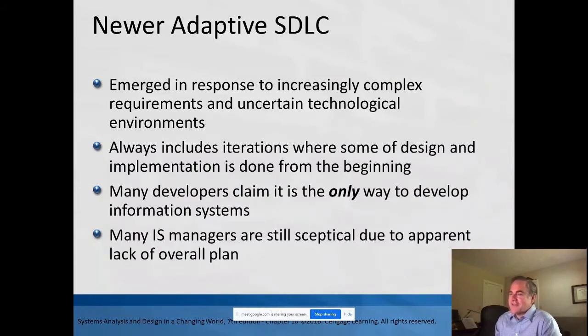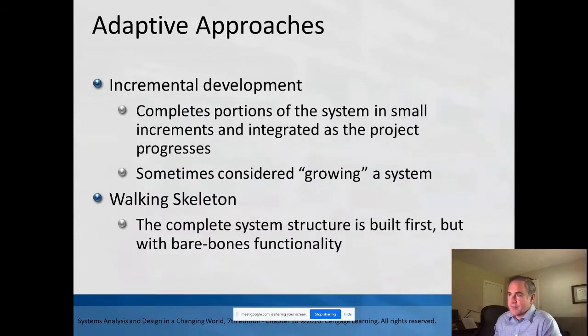And it says at the very end, many IS managers are still skeptical due to apparent lack of overall plan. I think he actually makes a good point here, because managers like to control everything. They don't like adaptation because they believe it takes the control out of their hands. So it really is more of a power relationship thing than a manager considering what's actually best to get the project out. I think it's more the former than the latter. So yeah, there certainly is some skepticism there on the managerial side for this newer approach.